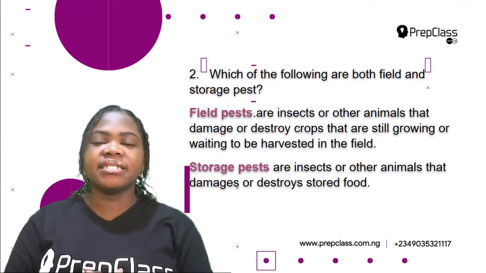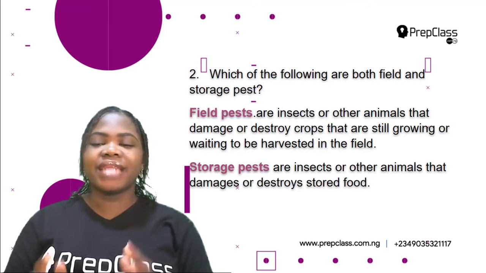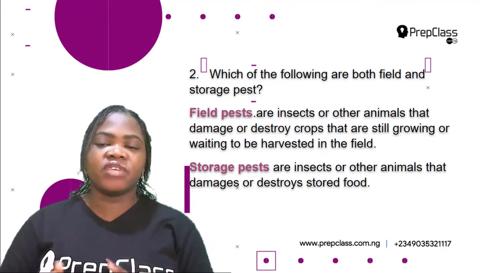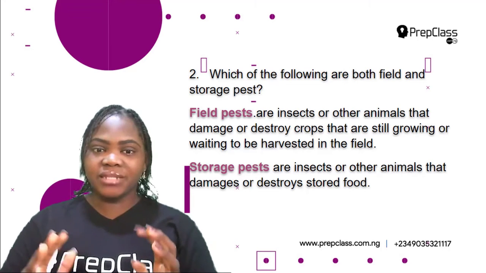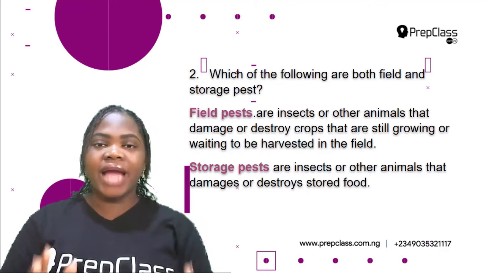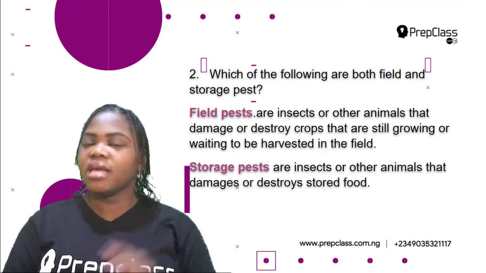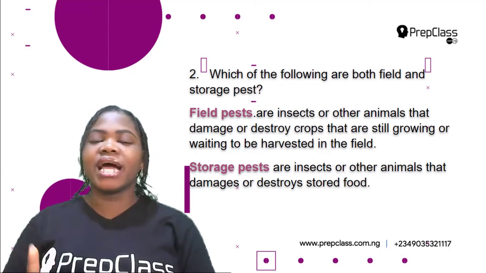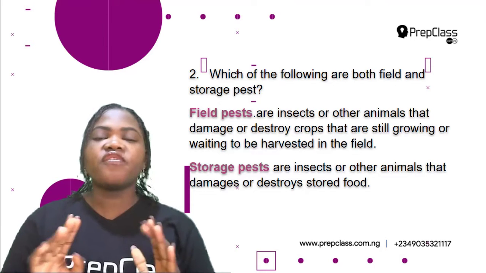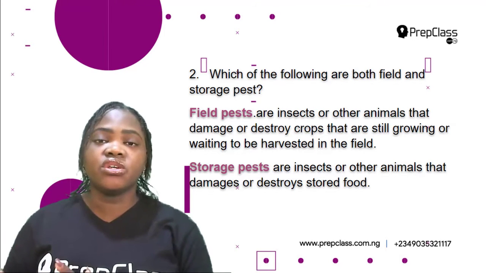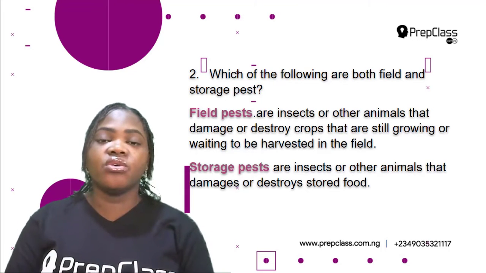Field pests are insects or other animals that damage or destroy crops that are still growing or waiting to be harvested in the field. So you find field pests on the field while the plants are still growing or while they are still waiting to be harvested. Okay, so but what about storage pests? Storage pests are insects or other animals that damage or destroy stored food. So you find this kind of pest in storage where they store the harvested crops. Okay, so that's where you find the storage pest.